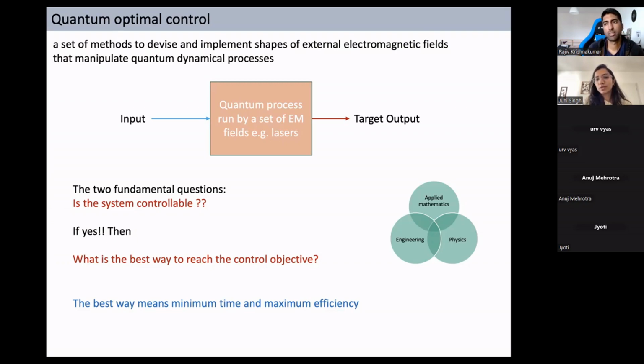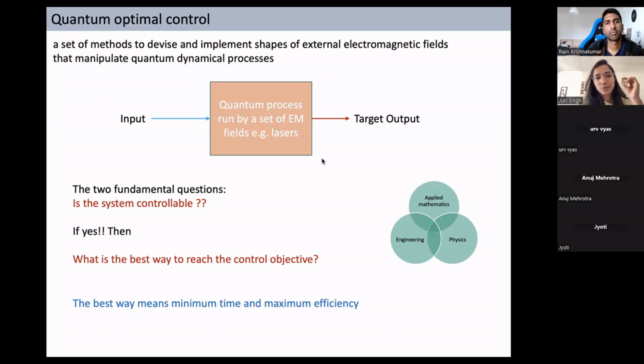The control objective is that you want to reach a certain target output. So what will be the best way? The best way should be something which minimizes your time, for example the time of performing the gate, and also maximizes the efficiency. It's not that you perform a gate in a really small time but the efficiency is really bad. So it should be a balance between those.